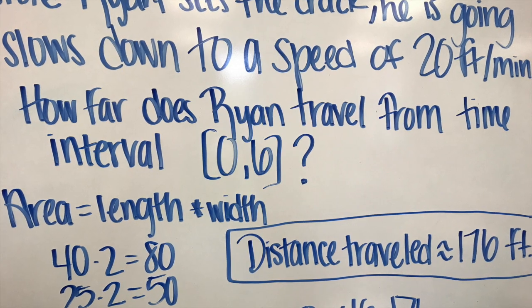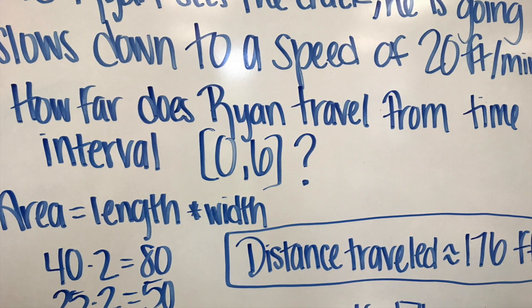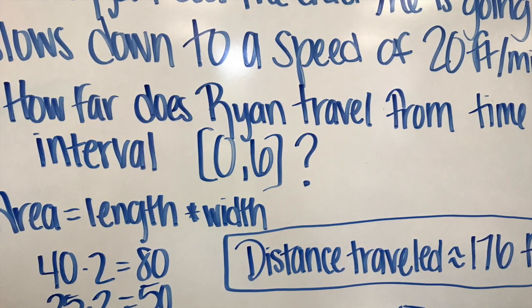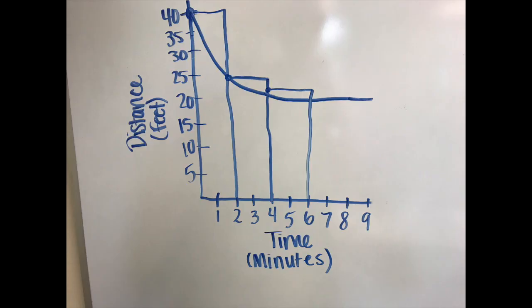We are trying to find the distance traveled from the time interval of 0 seconds to 6 seconds. In this graph, we use the right-hand estimate to calculate the distance traveled from t equals 0 seconds to t equals 6 seconds. Here it is shown, drawn on our graph.